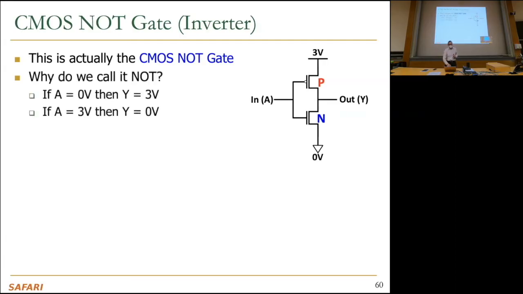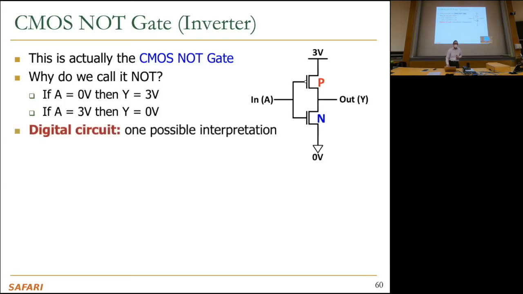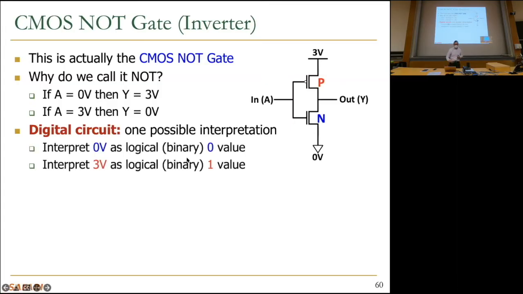Okay, why do we call it NOT? I mean, this is obvious, hopefully. If you apply low voltage, you get high voltage at the output. If you apply high voltage at the input, you get low voltage at the output. That's why it's inverting. And CMOS is also inverting logic. Basically, you build everything by inversion. You will see that when we build an AND gate soon.